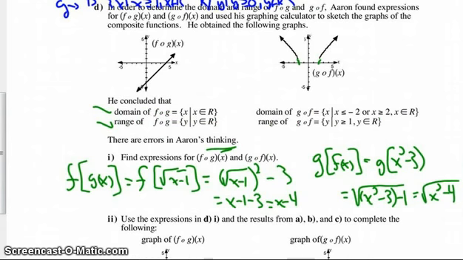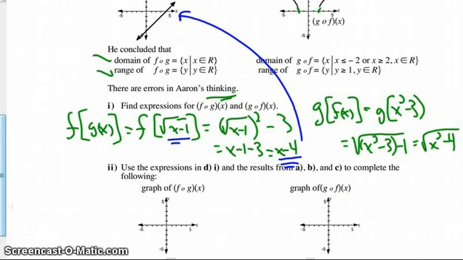So what Aaron forgot to consider is that when his input was the square root of x minus 1, we have to remember that that function has a domain of x greater than or equal to 1. So even though in the end you get a nice little function like this where you think that x is an element of reals, and that's why the calculator graphed this, you still have to remember that there is a restriction on the domain.